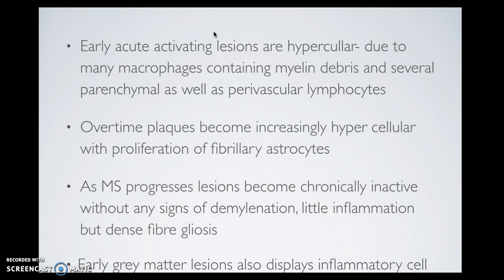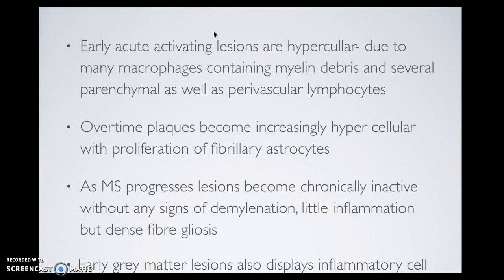So in the early acute activating stage, the lesions are hypercellular due to the many macrophages containing myelin debris and several parenchymal as well as perivascular lymphocytes. As the lesion develops over time, the plaque tends to grow centrifugally, meaning it is growing away from the central nervous system.